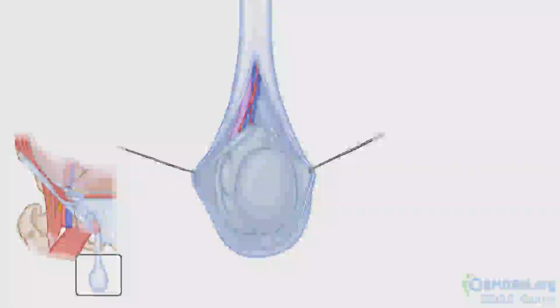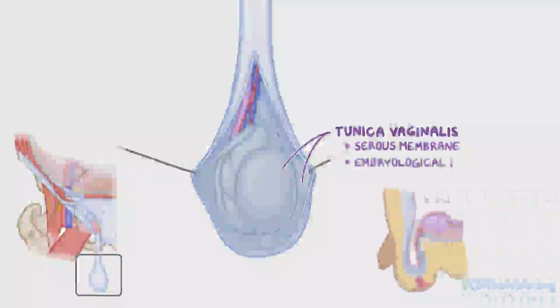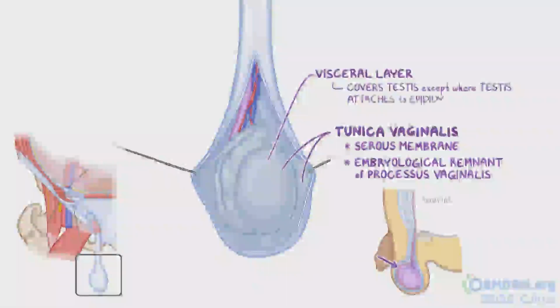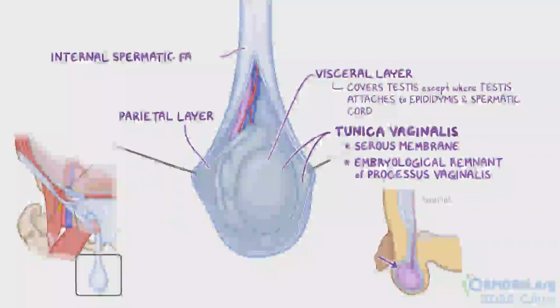Now let's look within the scrotum at the testes and their coverings. Each testis is partially covered by a layer of the peritoneal membrane called the tunica vaginalis, which is a serous membrane covering the testis. In fact, it's the embryological remnant of the processus vaginalis. The visceral layer of the tunica vaginalis covers the testis, except for the part where the testis is attached to the epididymis and spermatic cord. The visceral layer of the tunica vaginalis continues as the parietal layer, which lies adjacent to the internal spermatic fascia.